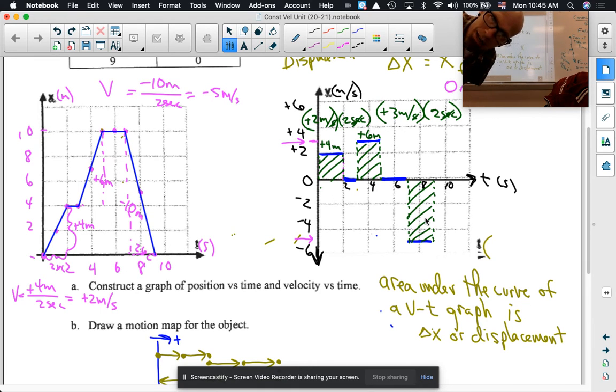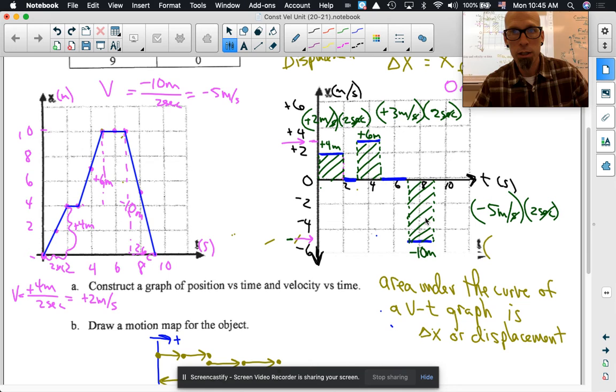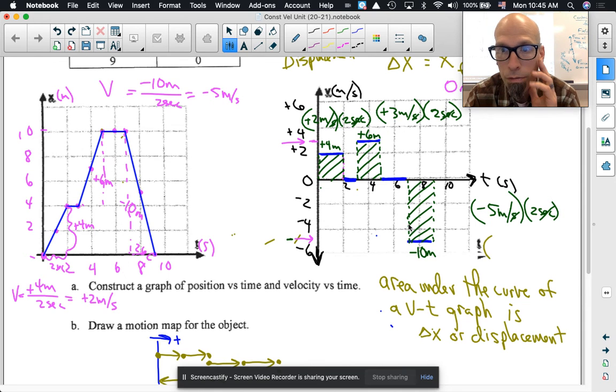How tall is that? Well, what does it say over here? Negative 5 meters per second tall, times what? How wide is it? 2 seconds. Seconds cancel seconds. What's negative 5 meters times 2? Negative 10 meters. Is that not what we just said the displacement, or change in position, was for the fifth segment? Negative 10 meters of displacement.